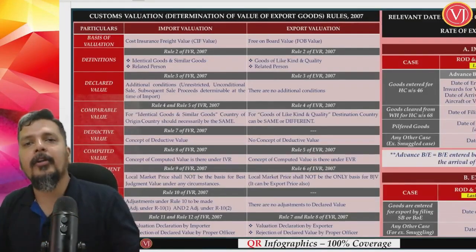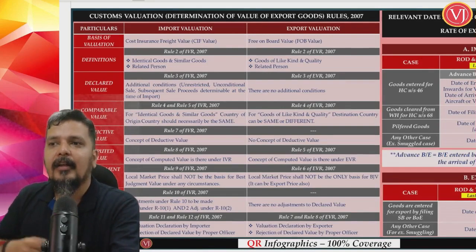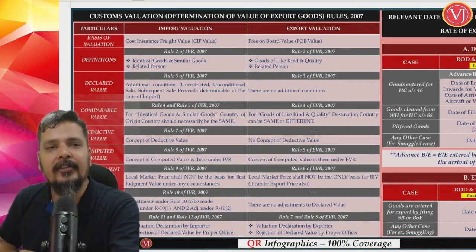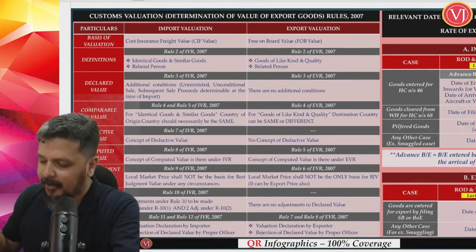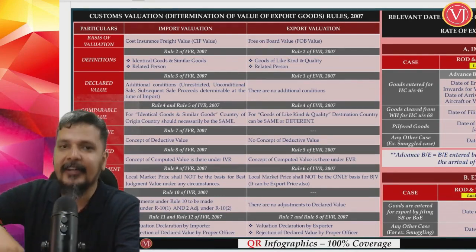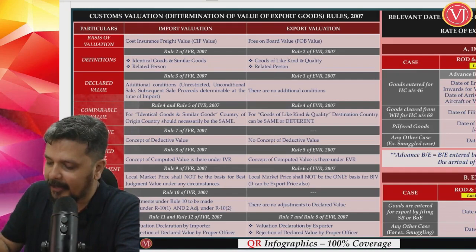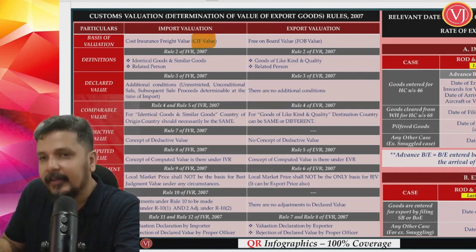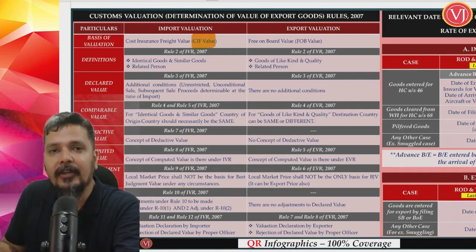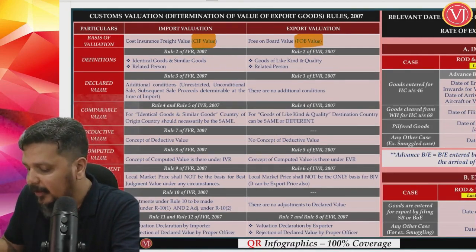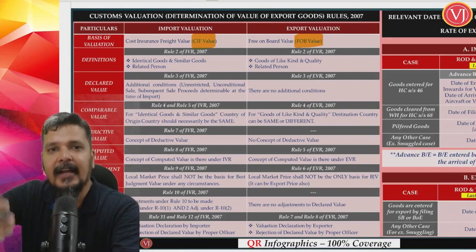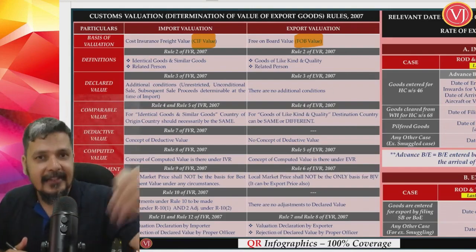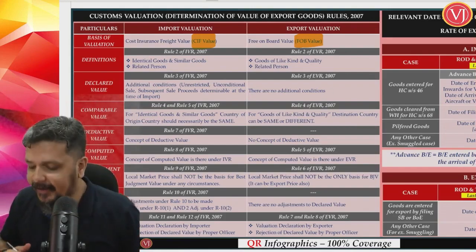When you talk about your export valuation, the moment you find your import valuation, automatically export valuation is 90% done. The main difference between your import valuation and export valuation is import valuation is based on CIF, cost, insurance, freight. Export is based on FOB, because it is talking about the goods when they are leaving India. That is FOB. Import, when they are touching India, which is CIF.